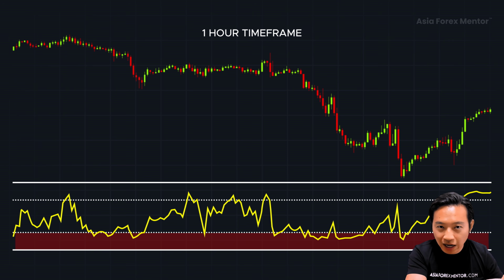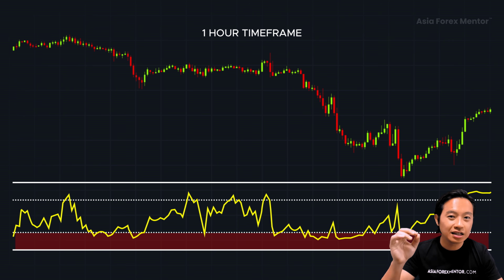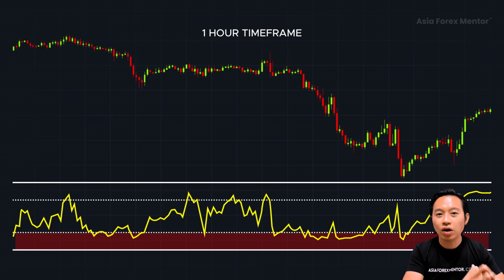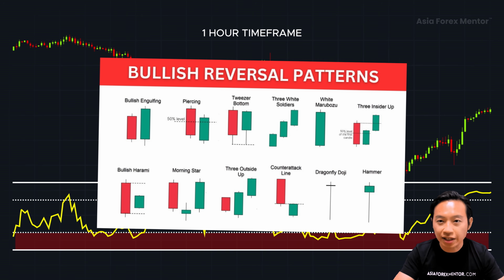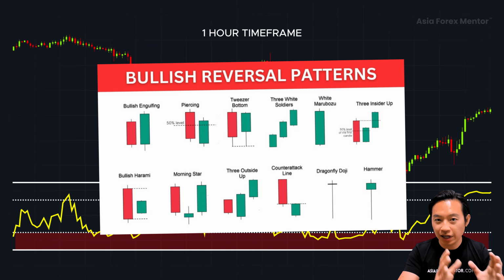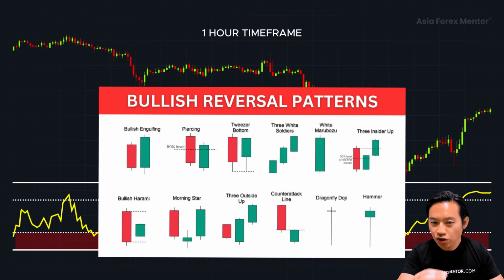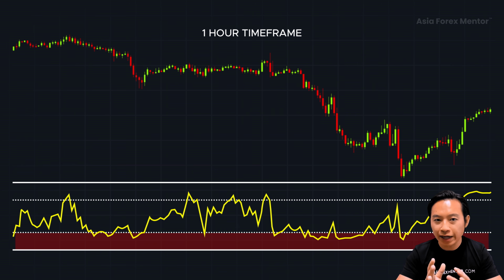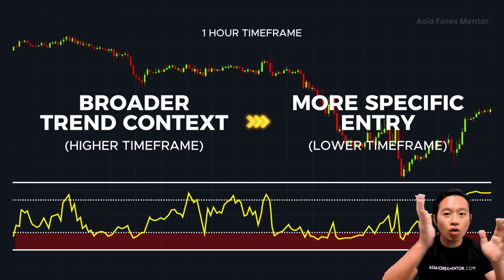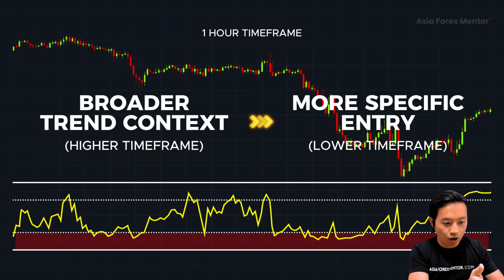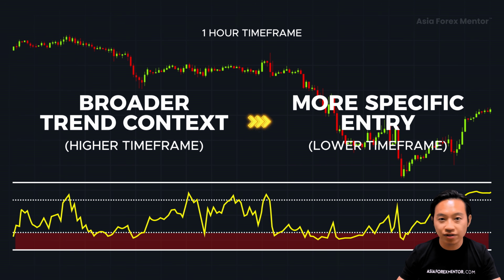Okay, on the 1 hour, you can use the daily signal to time your entry. On the 1 hour, you look for entry triggers, right? Such as what? Bullish reversal candlestick or other indicators to confirm that the pullback is ending. Alright, so now this approach will allow you to combine the broader trend context from the higher time frame with more specific entry opportunities in the lower time frame. Alright, so therefore this enhances your strategy, right, and increases the potential of a successful trade, right?